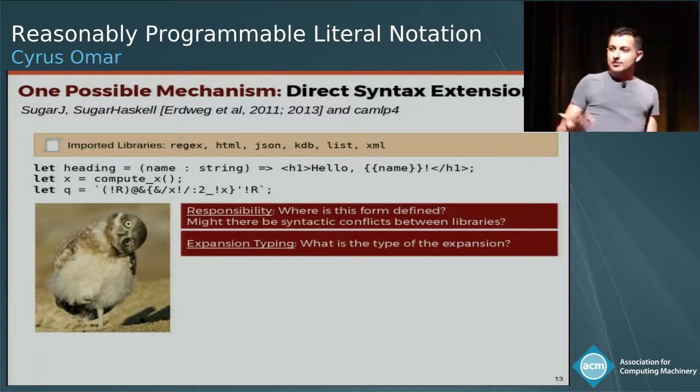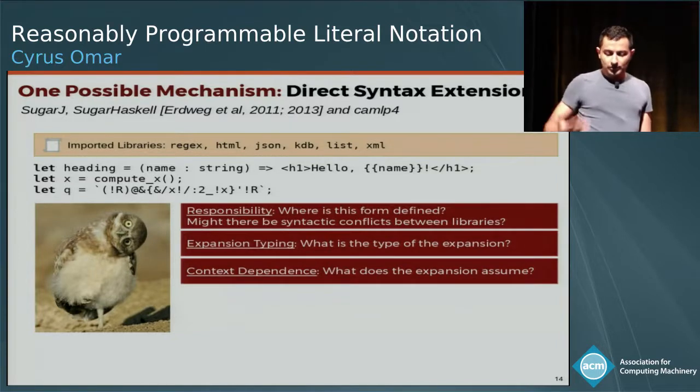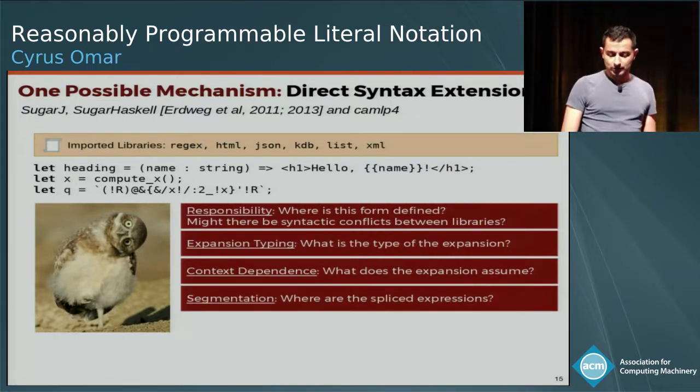And then a bunch of questions about just types and binding. What is the type of the expansion of one of these literal forms? It's difficult to answer without looking at the expansion or implementation of the parser. What assumptions, what dependencies do these expansions have? Which libraries do they need to have in scope? Which names do they need to have in scope? Difficult to answer without looking at the expansion.